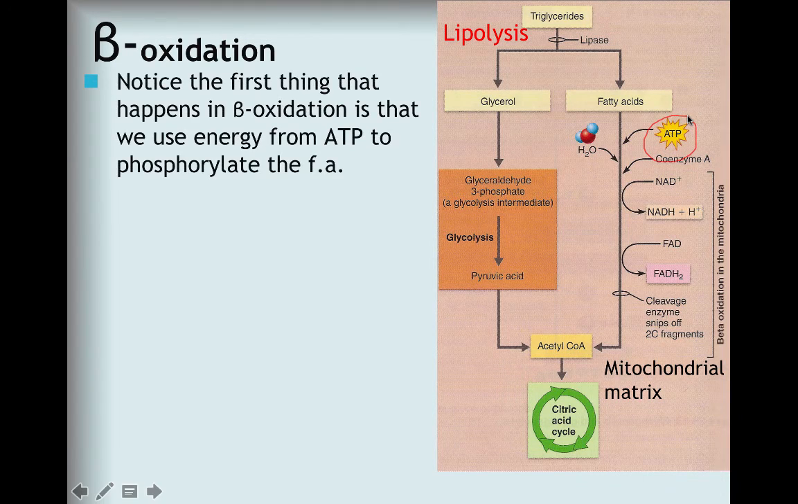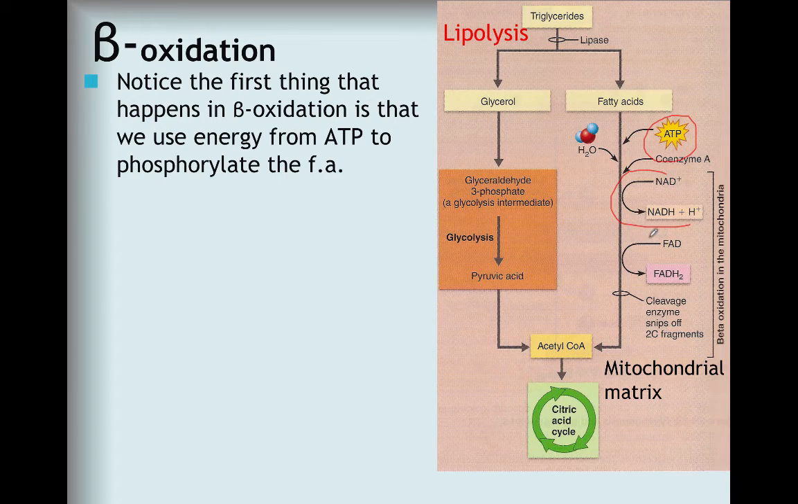You notice that the very first thing that happens in beta oxidation is that we use energy from ATP to phosphorylate the fatty acid. Does that sound familiar to you? I hope that it does, because that's exactly what we did to glucose. Remember, the first part of glycolysis is activation. Well, now we take that activated fatty acid and we go through some redox reactions.